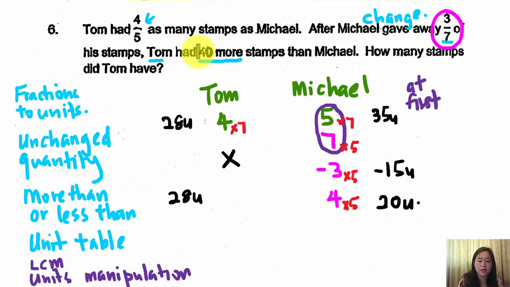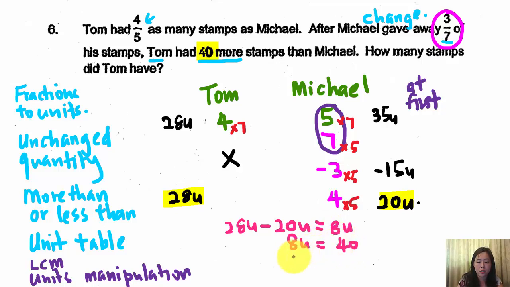So the most important number is actually here, because this is a quantity number and it's not a ratio number. So our job is to find out 40 is actually how many units. Since this happened in the end, Tom is more than Michael by 40. So we can now tell that 28 unit minus 20 unit is actually 8 unit. And 8 unit is equal to 40. Now we can find 1 unit, which is 40 divided by 8, and it will be 5.